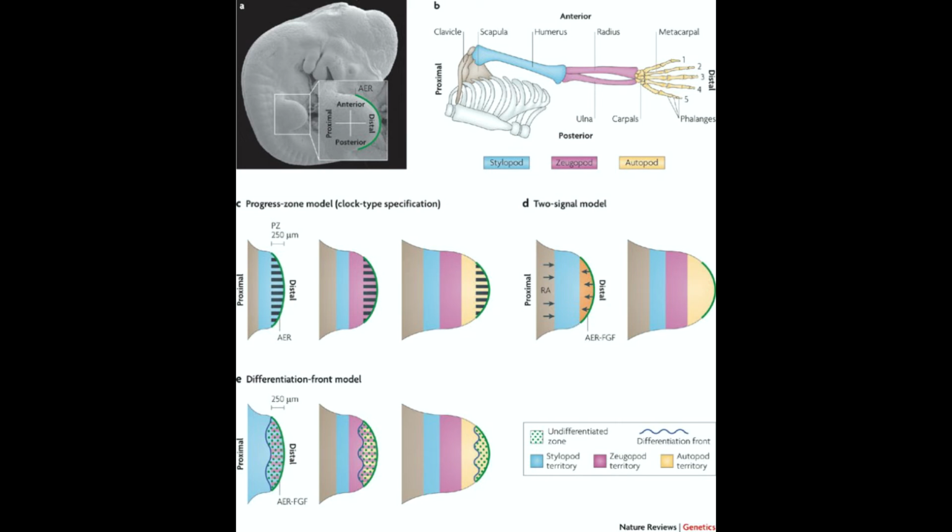Now let us take a look at the AER more closely and how the limbs develop. The area closest to the AER is greatly influenced by the growth factors. So the mesoderm in this area is greatly influenced by the growth factors, so it's undifferentiated. Its only function is to proliferate. So this area, this one in green, is the undifferentiated zone, and its only task is to proliferate. So it makes the limb grow longer.